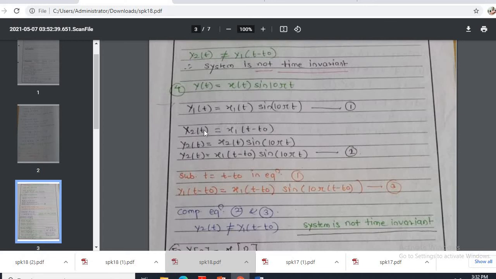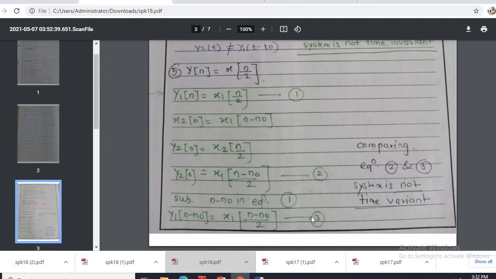Now next, in the same fashion, x of t into sine of 10 pi t. So we are going to make it x2 of t. First of all, y1 of t is equal to x1 of t into sine of 10 pi t. Now x2 of t is equal to x1 of t minus t0. Now y2 of t is equal to x2 of t into sine of 10 pi t, so y2 of t is equal to x1 of t minus t0 into sine of 10 pi t. Now if we substitute t by t minus t0, then y1 of t minus t0 is equal to x1 of t minus t0 sine of 10 pi times t minus t0. Here also this term is not matching with this. So equations 2 and 3 are not equal, and therefore the system is not time invariant.